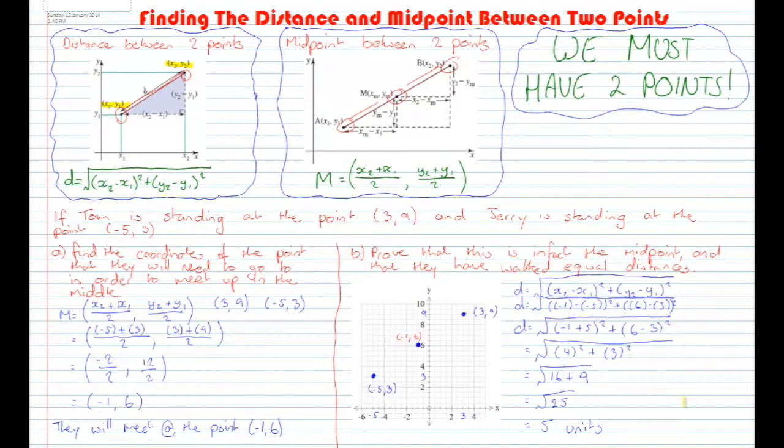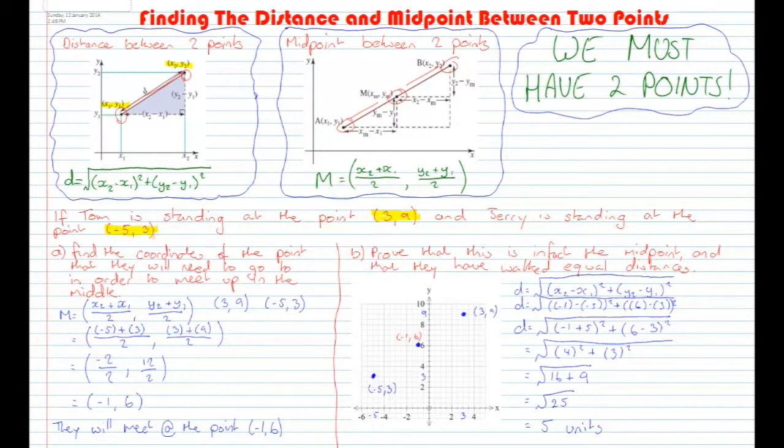So the question says this: if Tom is standing at the point 3, 9 and Jerry is standing at the point negative 5, 3, A, find the coordinates of the point that they will need to go to in order to meet up in the middle, and B, prove that this is in fact the midpoint and that they have walked equal distances. Essentially, we've got our 2 points, 3, 9 and negative 5, 3.